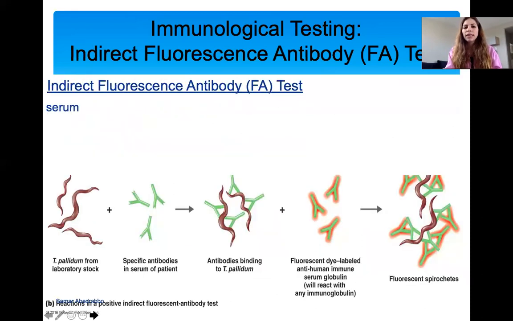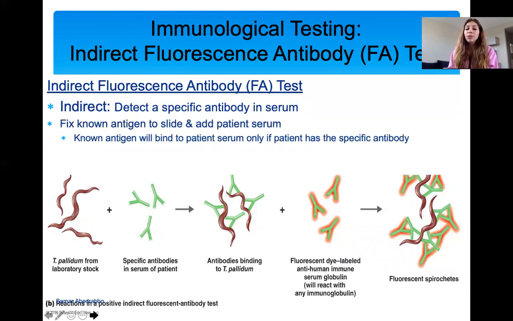The indirect fluorescence antibody test is used to detect a specific antibody in serum. So you're going to take known antibodies and stick them to a slide, and then you're going to add the patient's serum because you're not sure what antibodies they have. So let's say you're testing for a specific bug, a specific pathogen. So here's your pathogen, and you add the antibodies from the patient's serum.